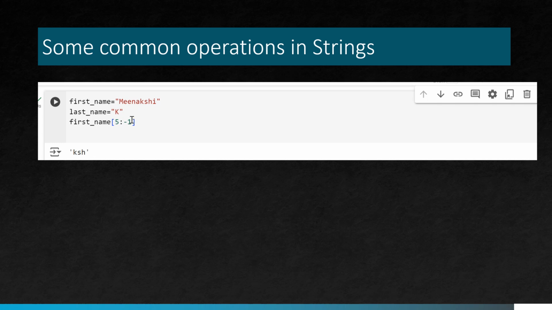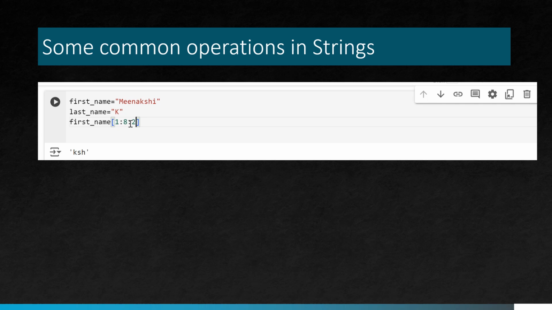Okay. Next, if I want to eliminate the first character, I'm doing it like this: 1 colon. 1, 2, 3, 4, 5, 6, 7, 8, 9. There are 9 letters, right? So I'm giving it as 8, for example. And next I'm giving step size as 2.